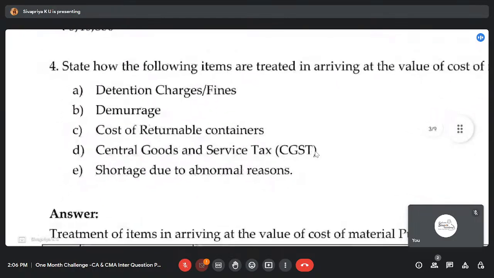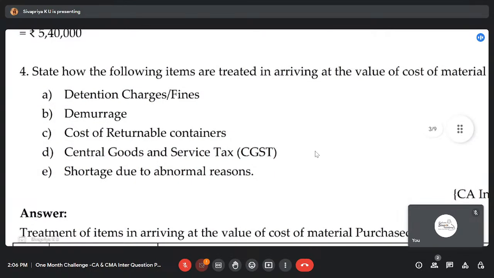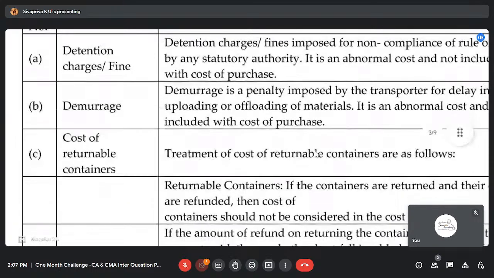Then question number 4. So you have to specify the treatment of the following items in arriving the value of cost of materials. So the first is detention charges. So they are like the fines imposed for non-compliance. Since it is abnormal, it is not included in the cost of purchase. And demurrage, it is a penalty imposed by the transporter for delay in loading or offloading the materials, which is also an abnormal cost and not included.